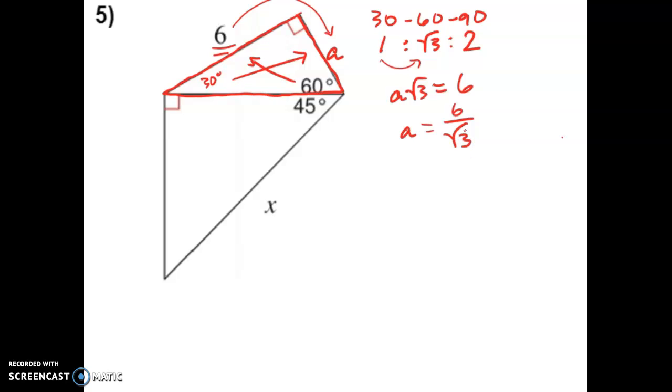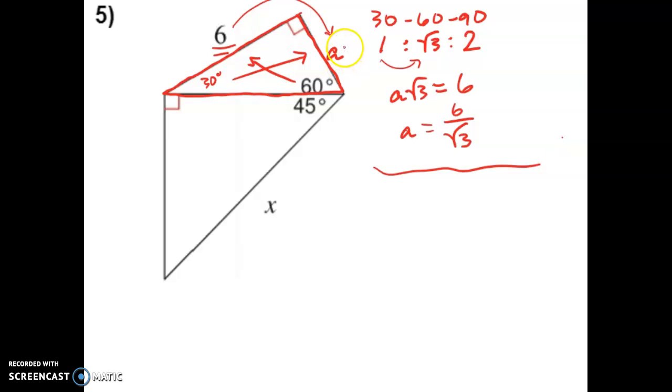And again, don't rationalize in the middle of a problem. The reason we don't do that is because it may simplify a little bit down the road and make life easier. And now you've done work that you didn't need to do in the first place. So we can leave it like this in the middle of the problem as long as our final answer is rationalized. That's fine. So we've got that expression for A.